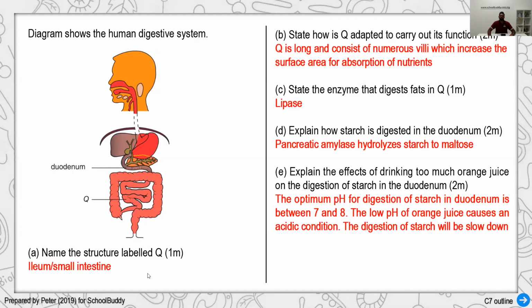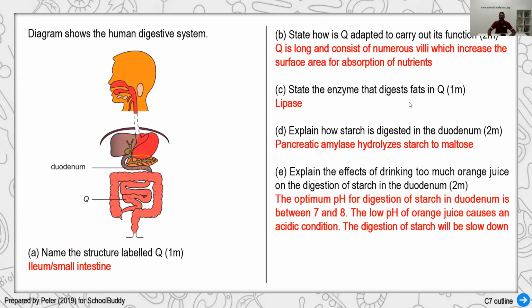So the continuation of structure Q is asking how it's been adapted. We saw something called villus or villi. They have a lot of villi, which increase the surface area. There are a lot of blood capillaries. So the many blood capillaries help in absorption of nutrients.